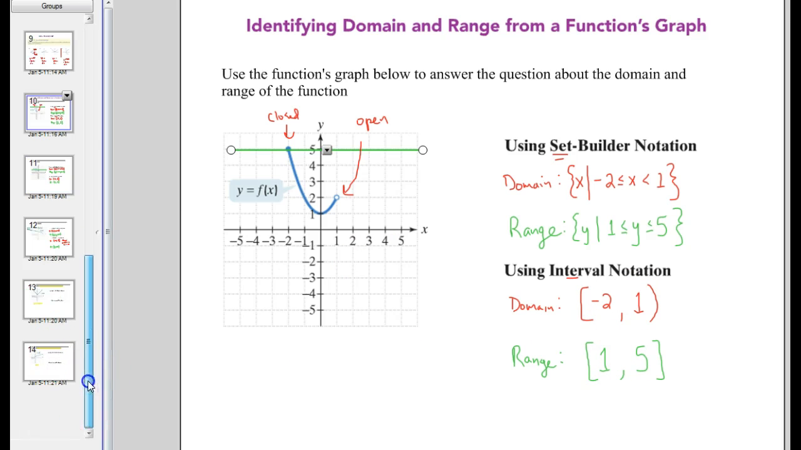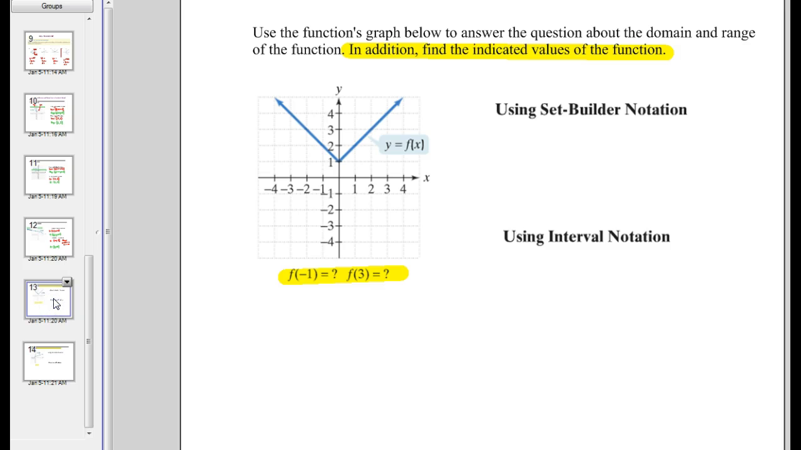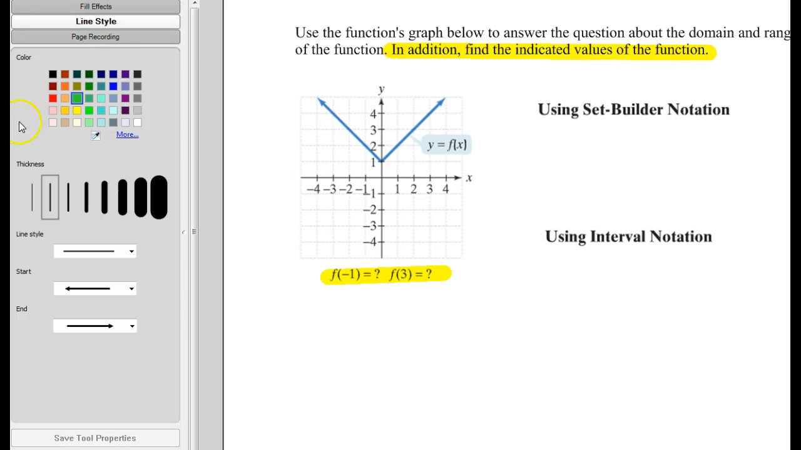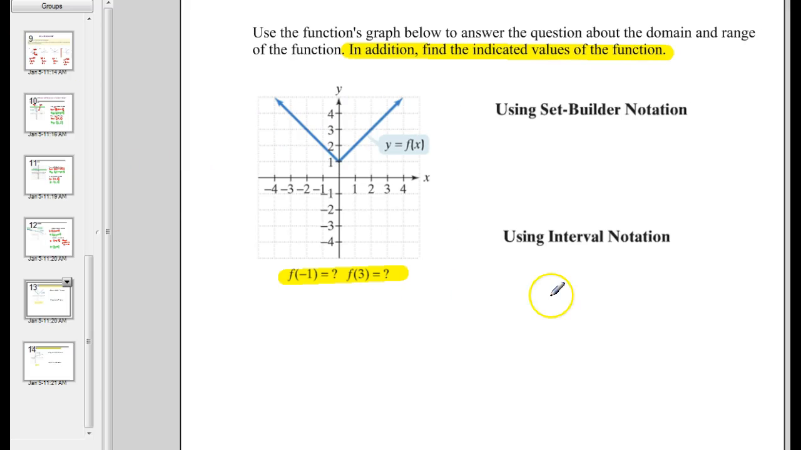All right, these last couple of examples are going to have us do the same thing, but in addition, we want to use function notation to find the indicated values. So let's practice first our domain and range, just like we've been doing, and then we'll get into the new part. All right, so this is the set of all x's such that, vertical line, we've got arrows going all the way to the left, arrows going all the way to the right.